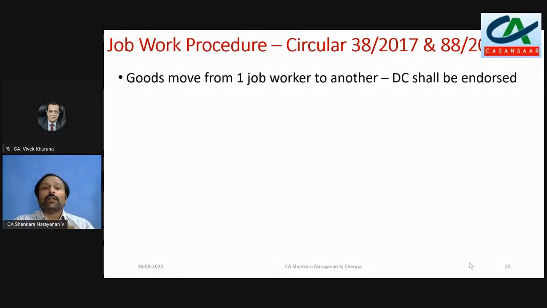And if the goods are going from one job worker to another job worker, I have sent it to Mr. X. Mr. X is sending it to Mr. Y for further job work. In that case, the DC with which I had sent it to him, one copy he has to return to me. Instead of returning it to me, he can endorse it and give it to job worker Y.